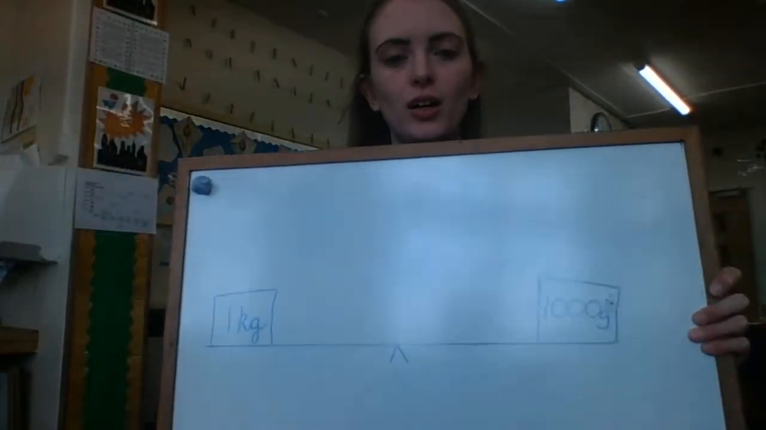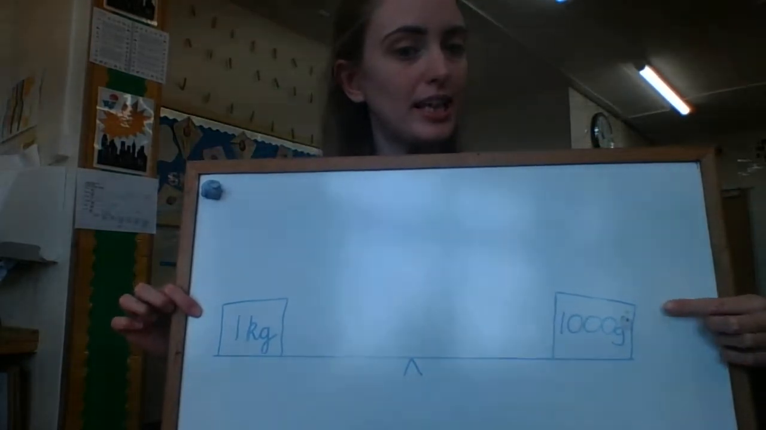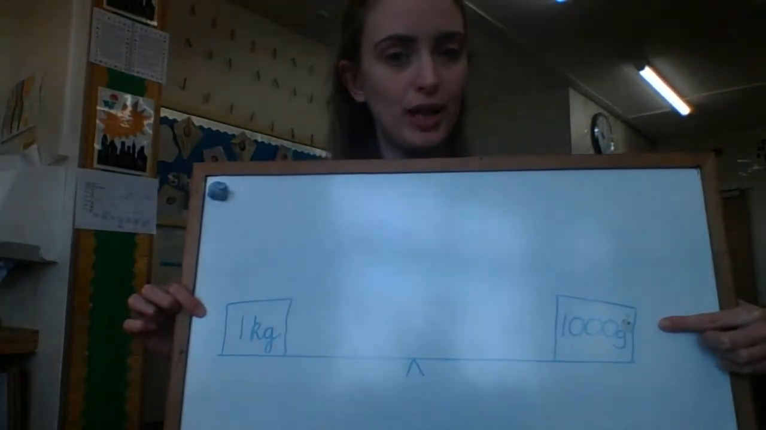Today we're going to be having a look at writing kilograms and grams as a mixed number. So that means writing kilograms and grams. So if we have a look at this, 1 kilogram is the same as 1,000 grams.